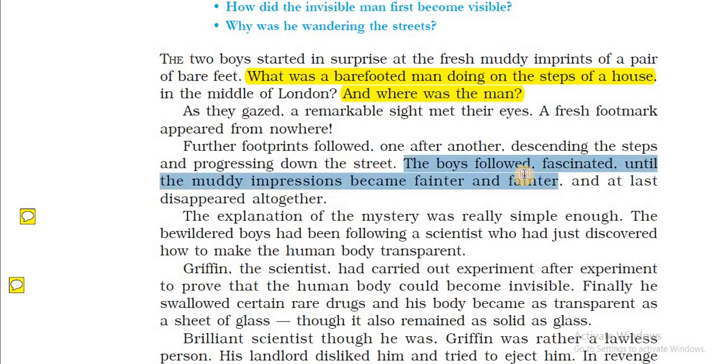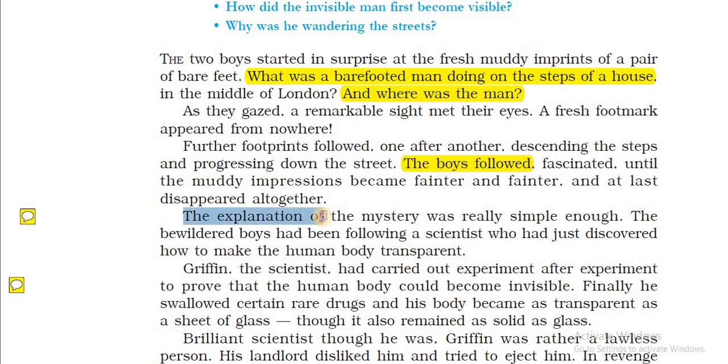The boys followed the footprints, fascinated, until the muddy impressions became fainter and fainter, and at last disappeared altogether. That means the two boys followed the footprints, fascinated about where these footprints were coming from. But slowly those impressions became fainter and fainter, due to the mud, and then the footprints disappeared finally.